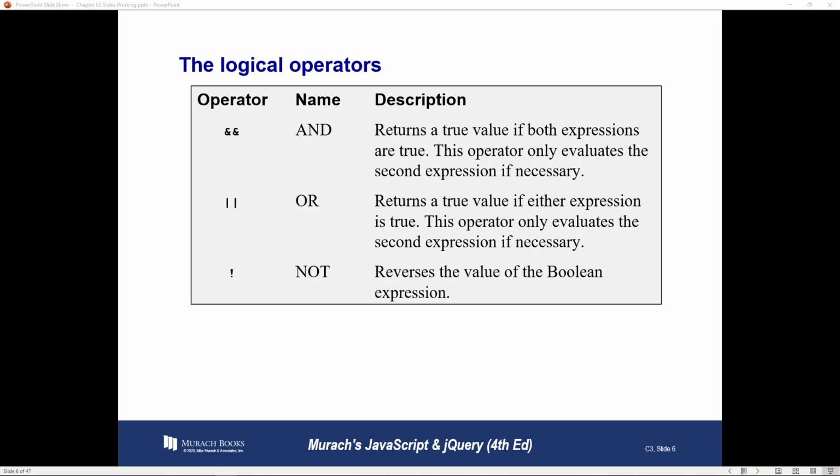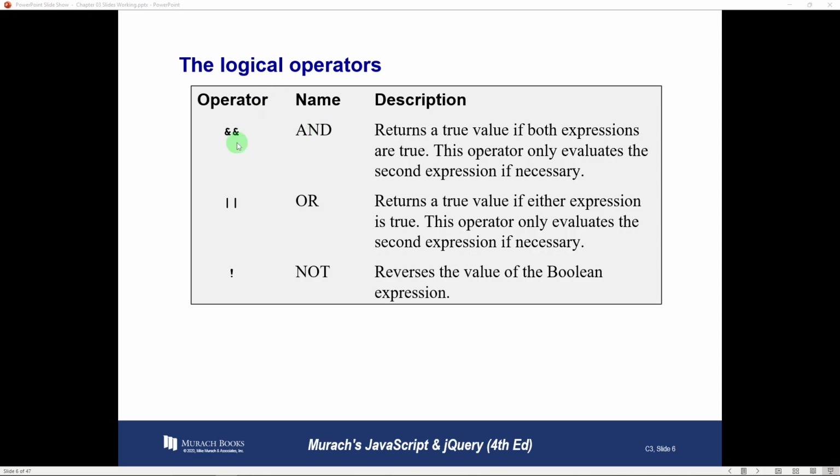Now, we've talked about arithmetic operators. Now we're talking about logical operators. Logical operators can join two conditions together to test them both. Each condition is evaluated on its own, and then we have these conjunctions that join them and determine what the overall expression will be.